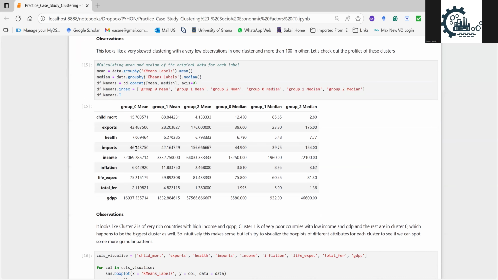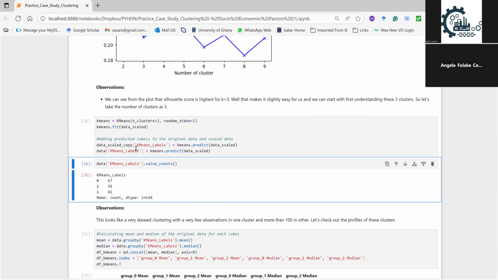and watch this. Yes, Doc. When I run mine, I'm getting different values. I don't know what could be the cause. I didn't alter anything. And even the silhouette score, the chart above, mine is looking different from yours. So I don't know. Angela, you have the same thing. Yeah, but mine is an error. It says data scale copy not defined. But I also haven't touched anything.